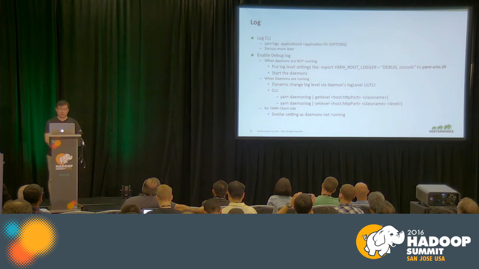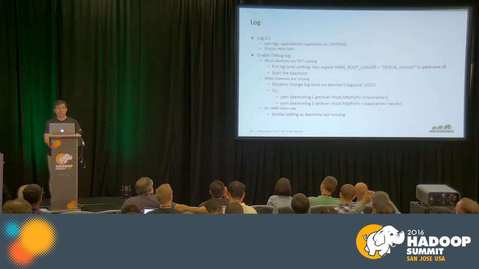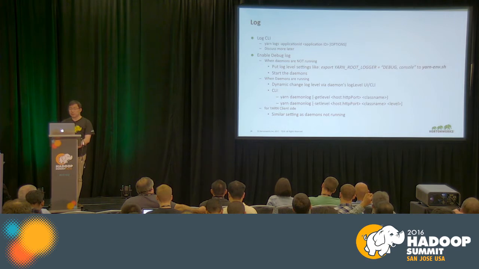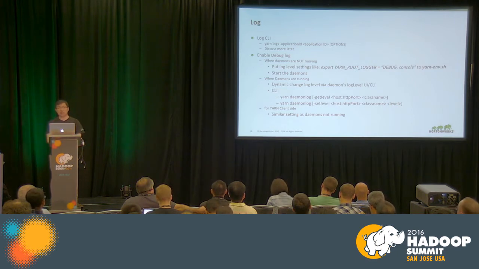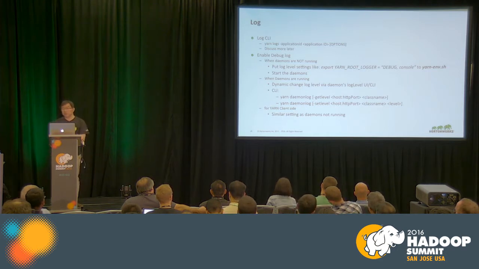One is the command line. You use yarn daemonlog to get or set the log level for a specific daemon or class. For example, for the resource manager, you can set the daemon log for the capacity scheduler or the resource tracker service, whatever you are interested in.